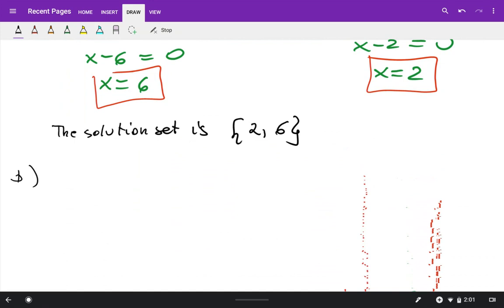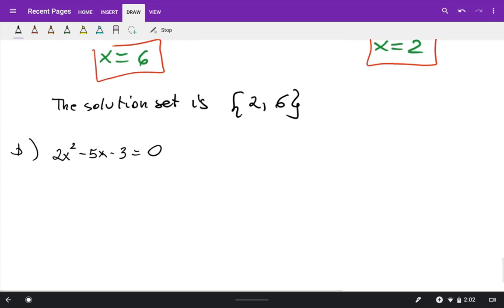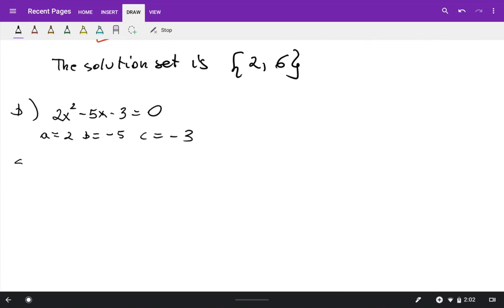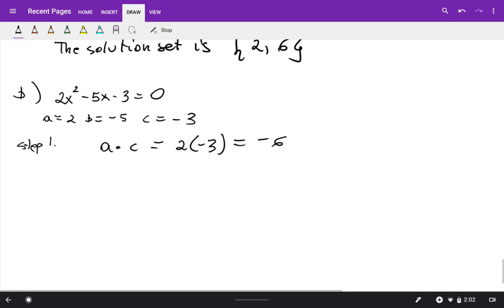So we have 2x squared minus 5x minus 3 equals 0. So here we're ready to factor since there is a 0 on the right side. So again, a is equal to 2, b is equal to negative 5, c is equal to negative 3. So step 1, again, you have to multiply a times c. So we're getting 2 times negative 3, we're getting negative 6.